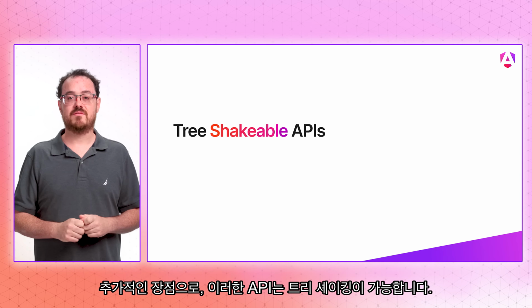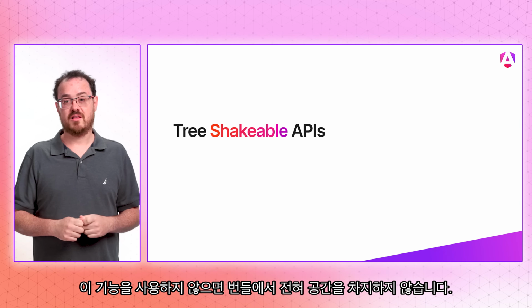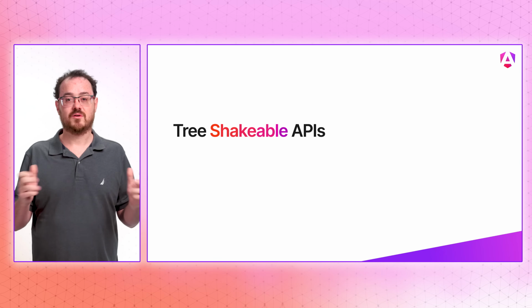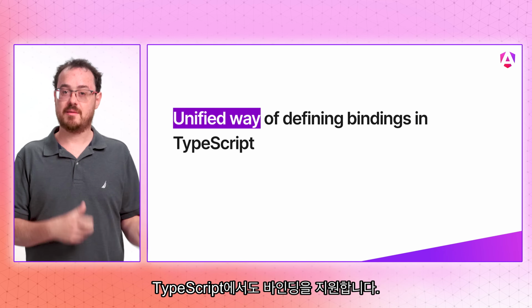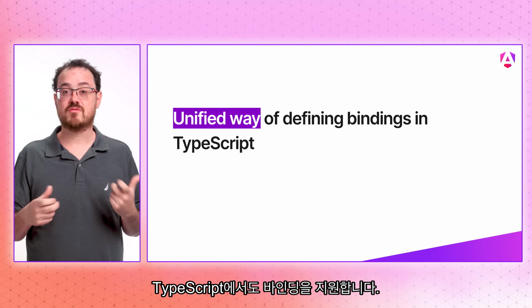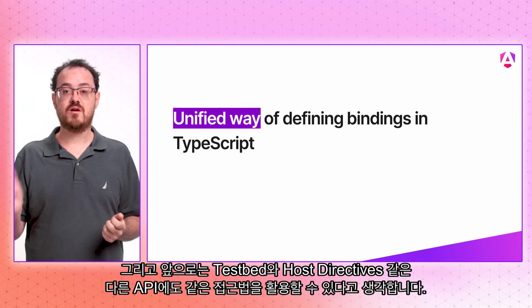An additional benefit of these APIs is that they're tree shakeable. If you don't use this functionality, it doesn't take up any space in your bundle. These new APIs provide us with a unified way of defining bindings in TypeScript. And we think we can leverage the same approach in the future for other APIs like testbed and host directives.